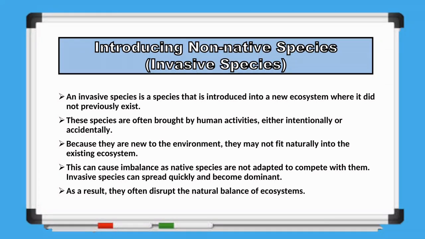Next, let's look at the second human impact mentioned in the syllabus, introducing non-native species into an ecosystem. A non-native or invasive species is an organism that is introduced into an ecosystem where it does not naturally occur. Most introductions happen because of human activities, either deliberately or accidentally. Since these species did not evolve in that environment, they may not fit naturally into the existing ecosystem. Without the usual predators or competitors, they often spread rapidly, become dominant, and disturb the natural ecological balance.